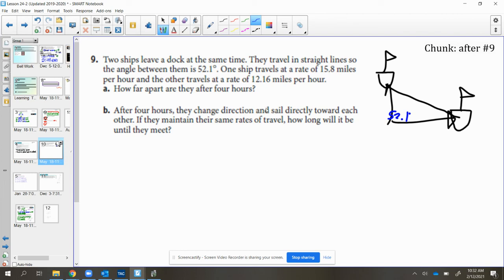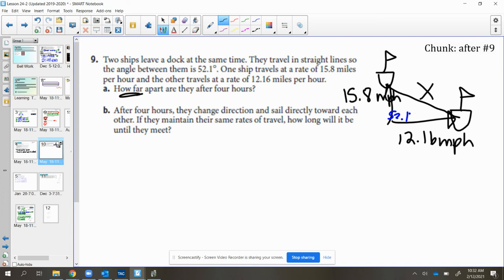Okay. And the one ship travels at a rate of 15.8 miles per hour. The other travels at 12.16 miles per hour. Now, the problem with this information is that they're giving us miles per hour. They're not giving us a distance, right? And the reason that this is a problem is because what they're asking for is how far apart they are after 4 hours. So we need a distance. If we're looking for distance, how far, we need a distance.